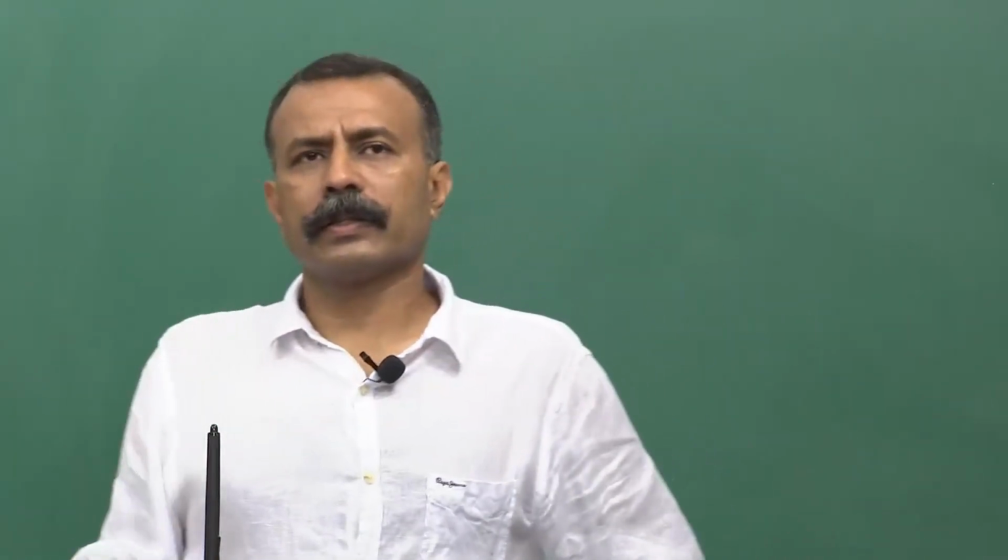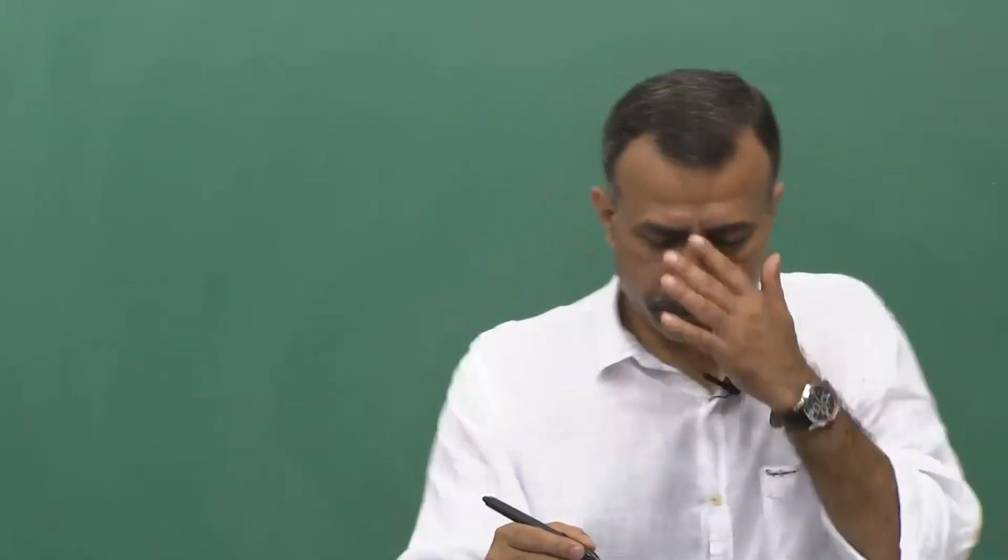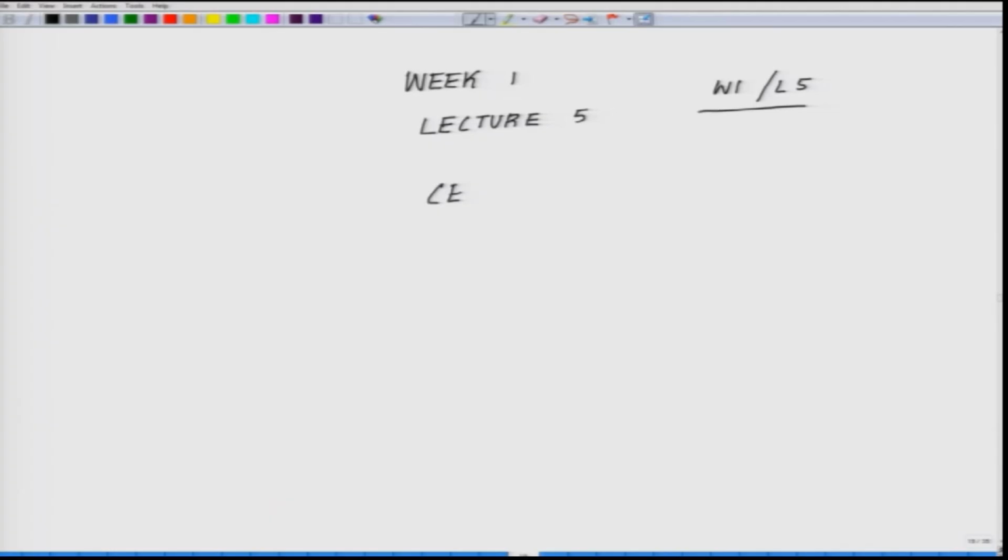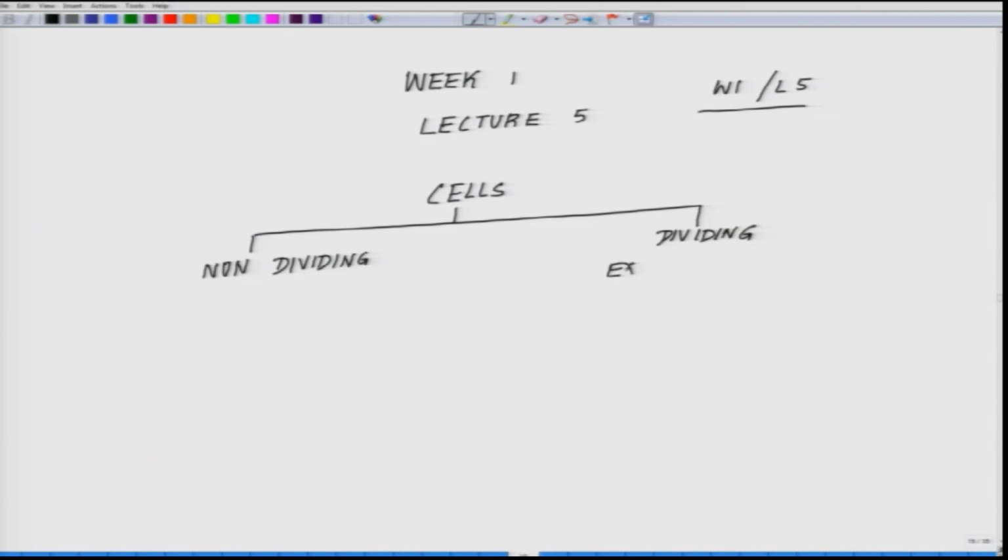Whenever you talk about a dividing cell, think of it this way. I'm talking about the cells: non-dividing on this side and dividing on the other side. So my example was skin. Now if you look at the skin itself, skin consists of two layers, the epidermal layer and the dermal layer.